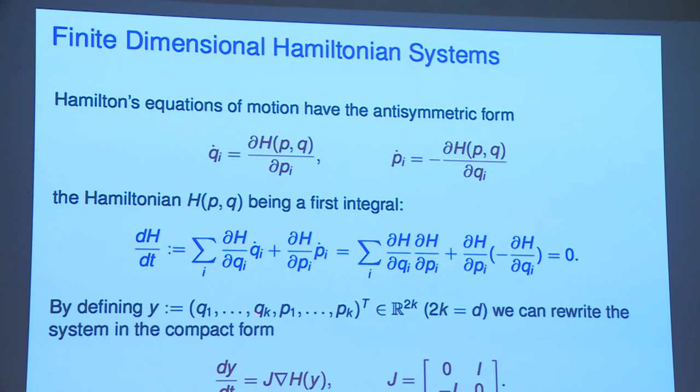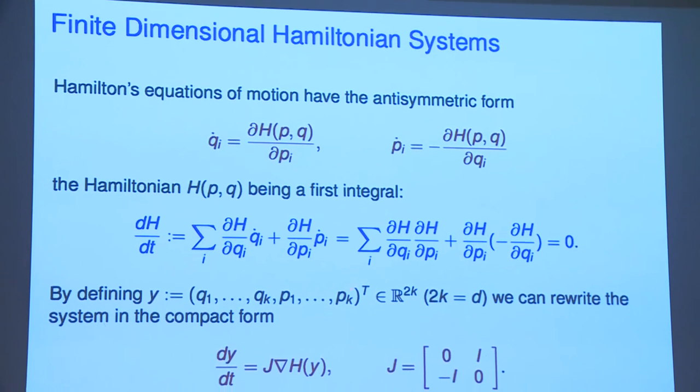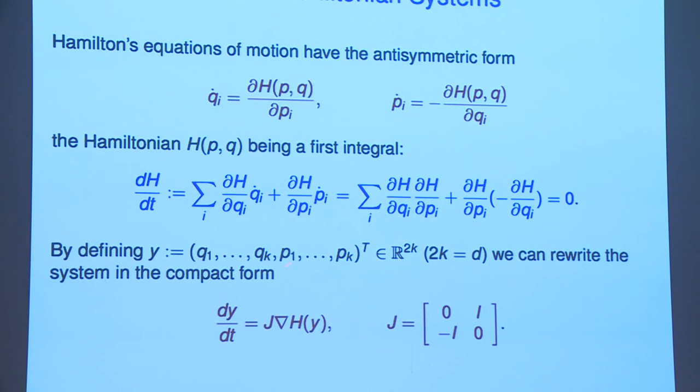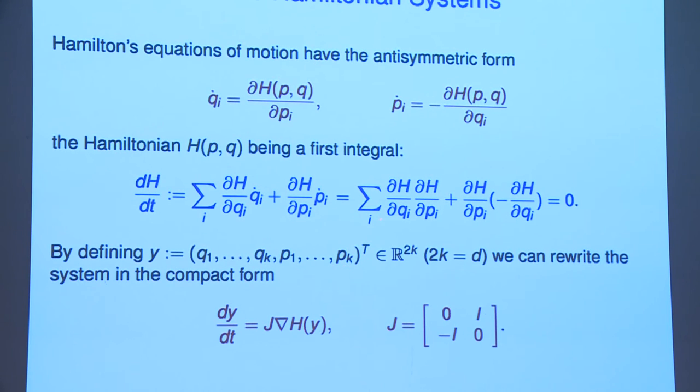Now, we are looking at finite dimension, so let's call y the vector q1 to qk, p1 to pk. It is just a vector, that's why I put the transpose here, and it lives in R^2k, where 2k equals d, my dimension. You can also rewrite this in a more compact way, which looks a lot more like a Schrödinger equation, where J is the matrix 0, 1, minus 1, 0. Okay, so that's my finite dimensional system.